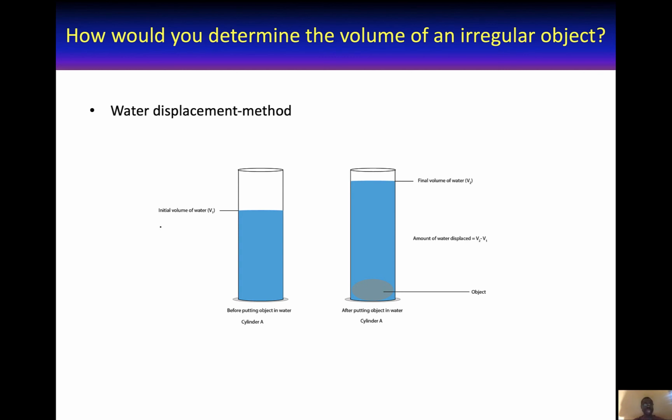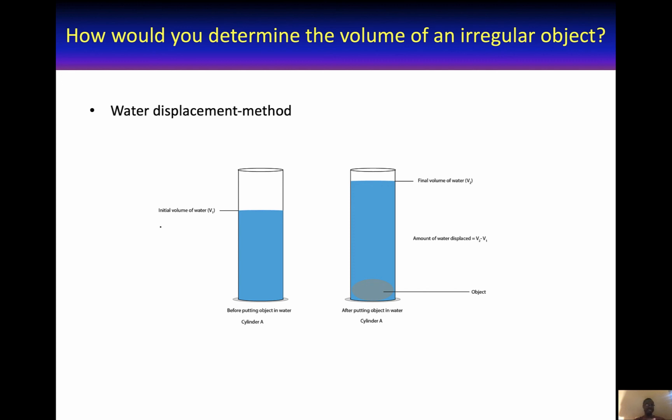Okay, so to summarize, to find the density of an object, you need to know at least two things. You need to know the mass and you need the volume. You can find the volume easily if your substance is a liquid. If your substance is a liquid, you just have to use a graduated cylinder to measure the volume of the liquid you want to use.